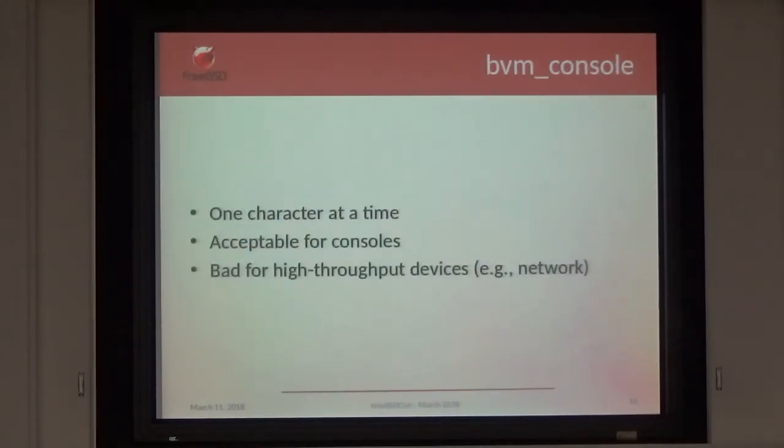So this might be acceptable for console devices. But if you want some higher throughput devices, say network, this would be completely unacceptable. A network device usually would have to be able to create a throughput of at least 100 megabits of data per second, and this is way beyond what the BBM console mechanism is able to create.